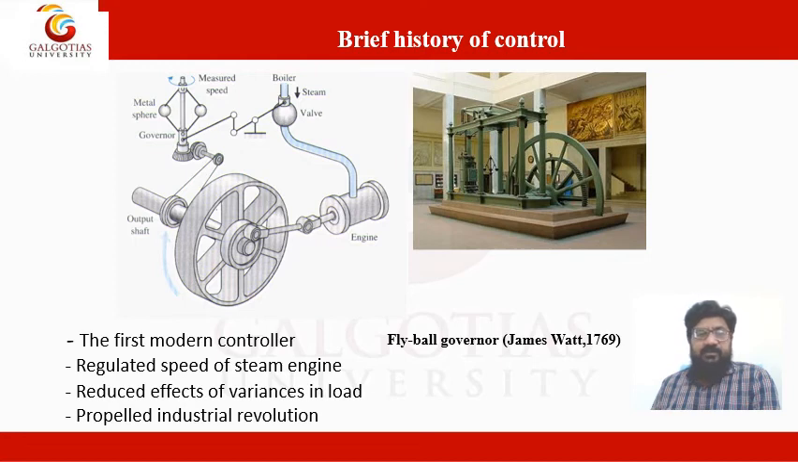This is the first modern controller and it is used to regulate the speed of the steam engine by controlling the steam flow rate. We have seen how it does this using fly balls: the fly balls rotate and the sleeve moves up and down. It is also used to reduce the effect of variance in load in conjunction with a flywheel, because the flywheel has heavy inertia, so it can absorb the fluctuations. This is needed because any power fluctuation is detrimental to our product.